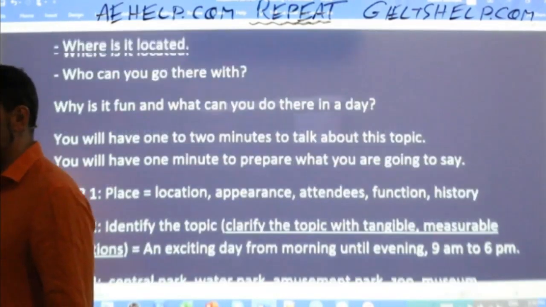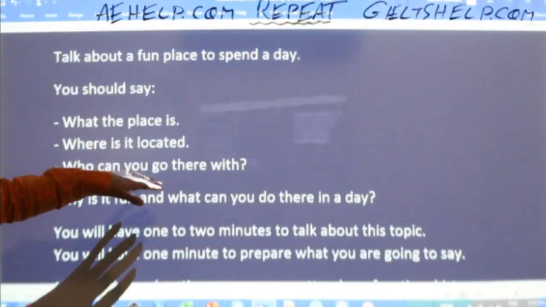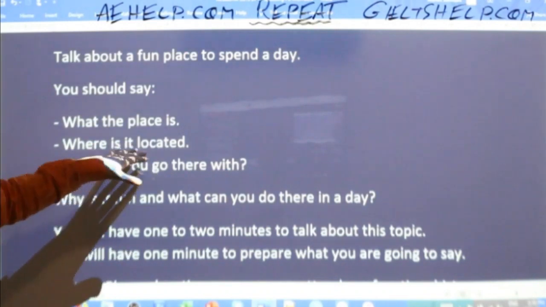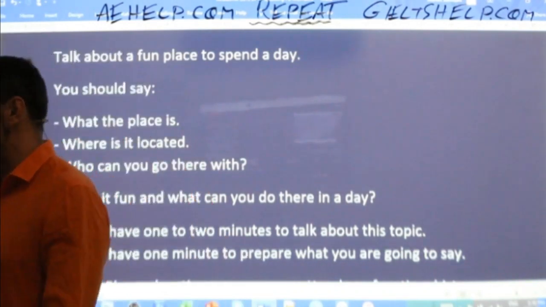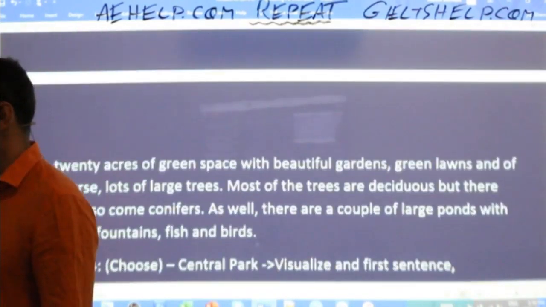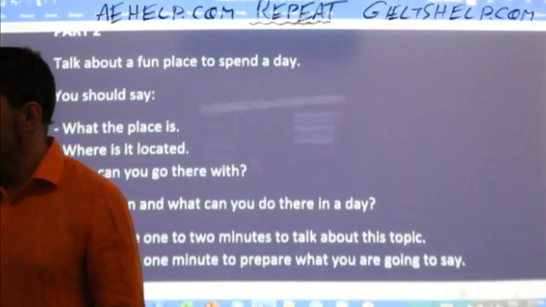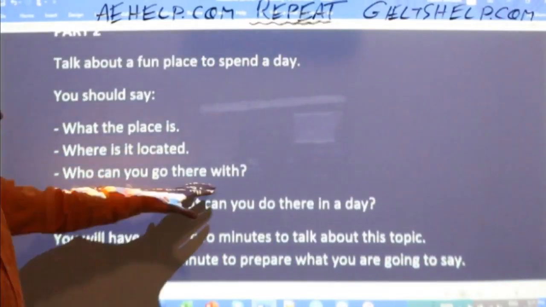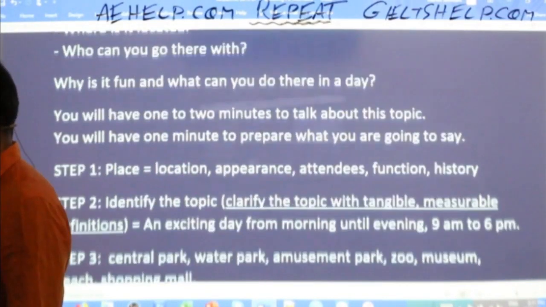Remember, 10 seconds. Remember what I said at the beginning of the class. 10 seconds, 10 seconds, 25 seconds. Where is it located? Have I answered that question? Yes, so I can go to the next one. Okay, I already said Central Park in Budapest, so we know where it is. So who can you go there with? Let's answer that question. So who can you go there with?